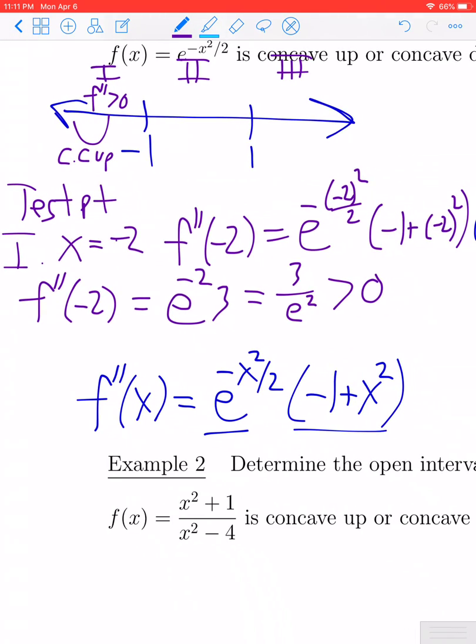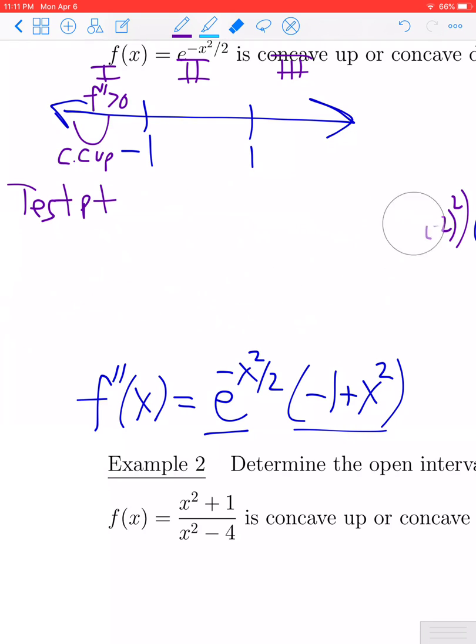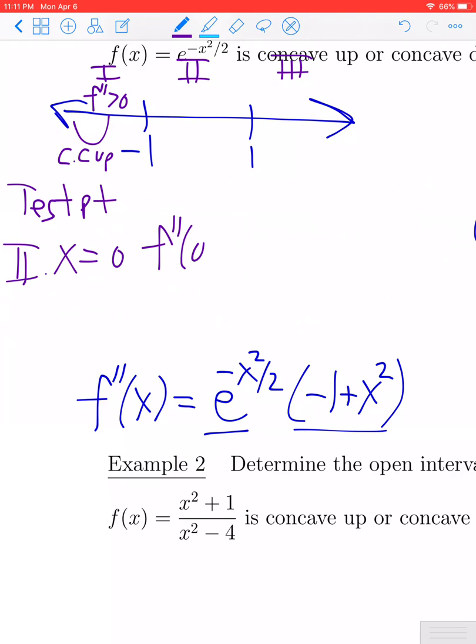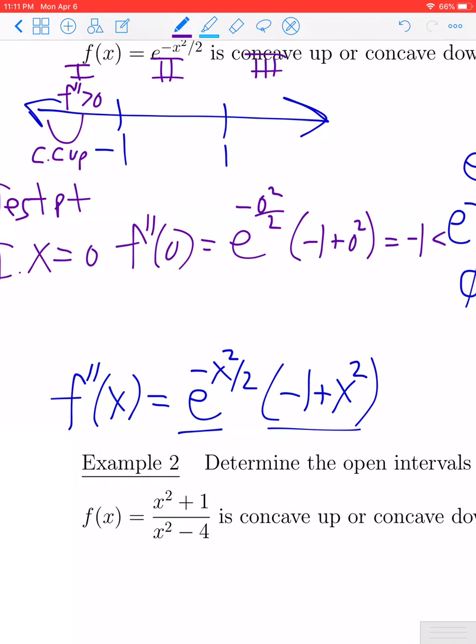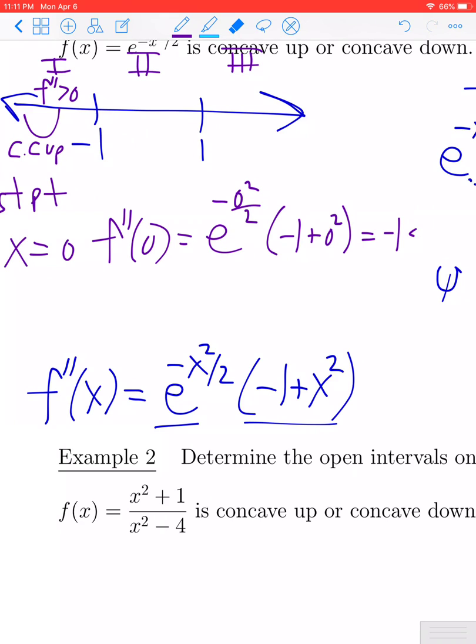Let's take a look and see what's going to happen in region 2. A good test point to use in region 2 would be x equals 0. F double prime of 0 is going to be e to the negative 0 squared divided by 2 times negative 1 plus 0 squared. And this should be equal to negative 1, which of course is less than 0. So in region 2, f double prime is less than 0, which means that there the graph is going to be concave down.